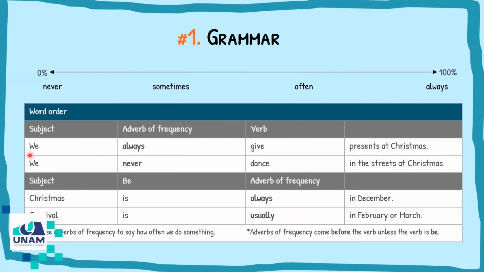And then, we never dance in the streets at Christmas. Look, we changed the adverb of frequency. Here we have 100% probability of doing this activity, and here we have 0%. We never dance in the streets at Christmas. It's impossible. We never do this activity. This is one rule: we use adverbs of frequency to say how often we do something. How often, this phrase is important.